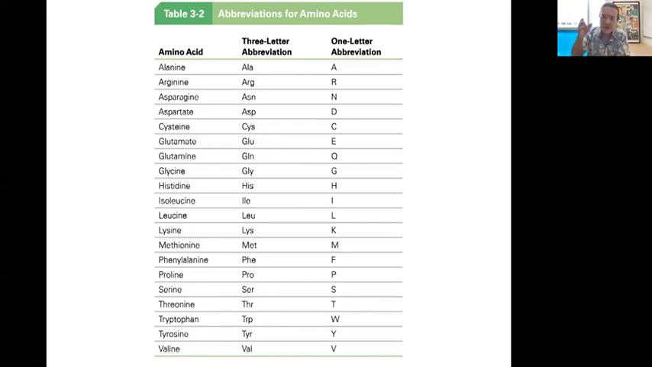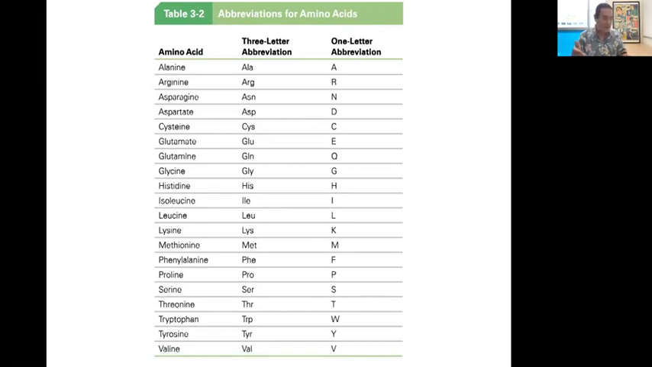So in this list of all 20 amino acids, you'll notice that there's two conventional ways of abbreviating the names. I want you to definitely be able to spell the full name correctly, because spelling does count. But I also want you to be familiar with the 3-letter abbreviation as well as the 1-letter abbreviation.